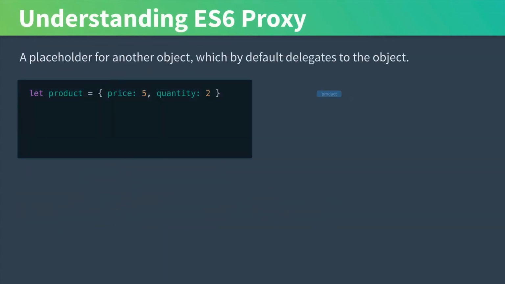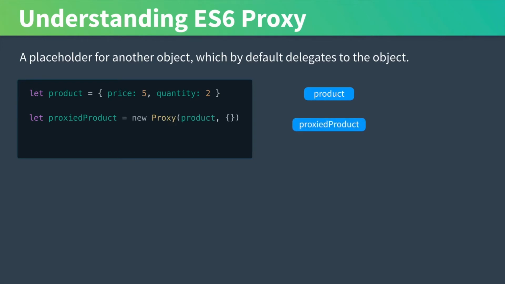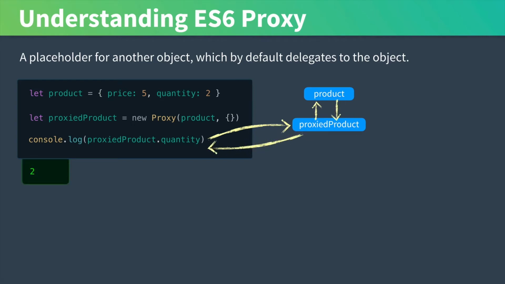A proxy is a placeholder for another object, which by default delegates to that object. So if I create a proxied product and declare a proxy like so, and then I call proxiedProduct.quantity, this is going to first call the proxy, which calls product, back to proxy, return that to the console log, and it's going to print out 2. It simply delegates to the object.